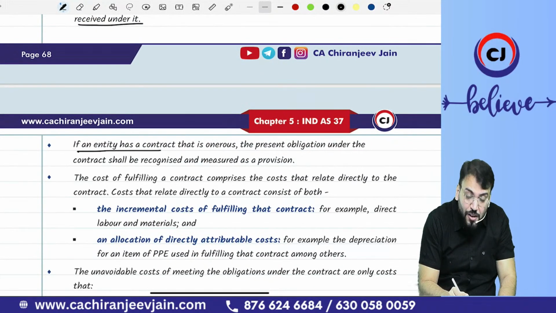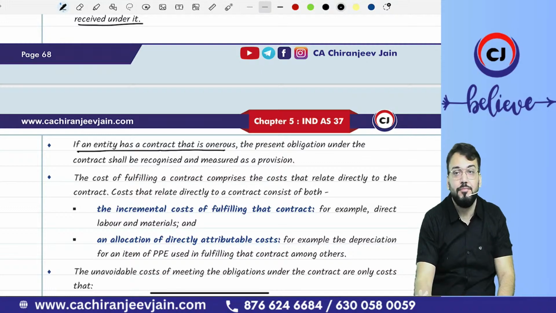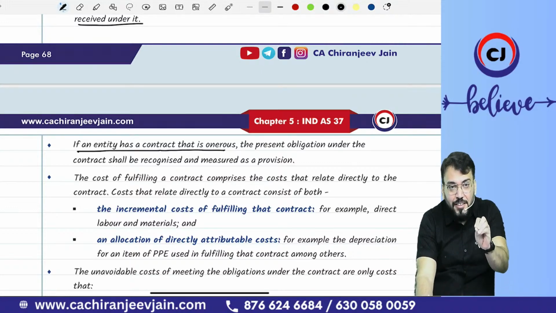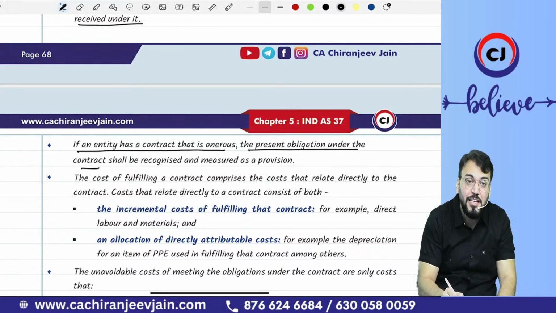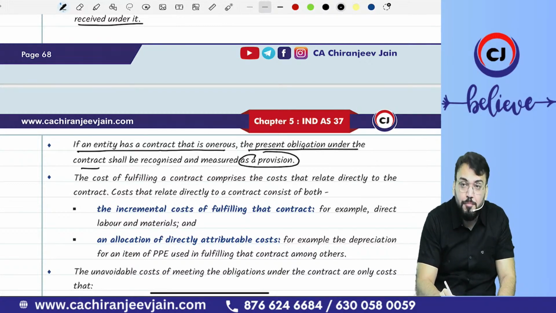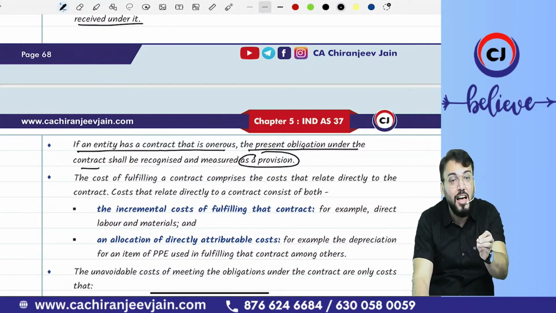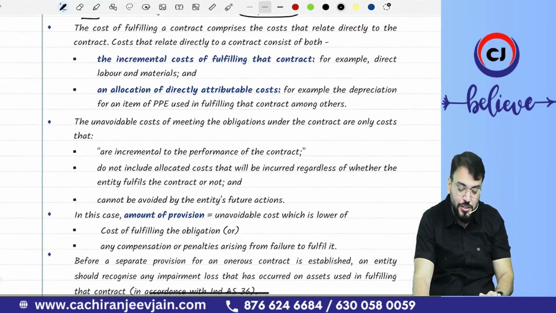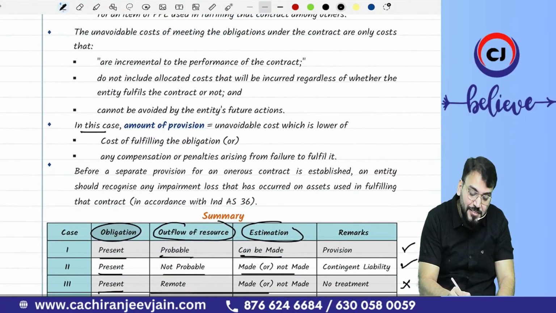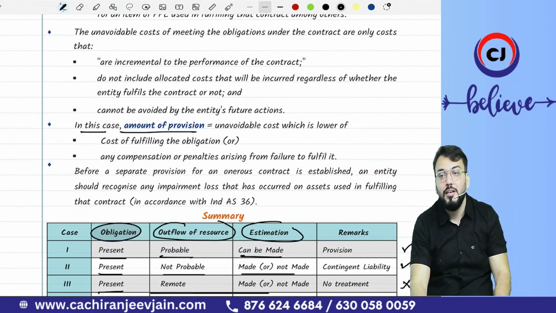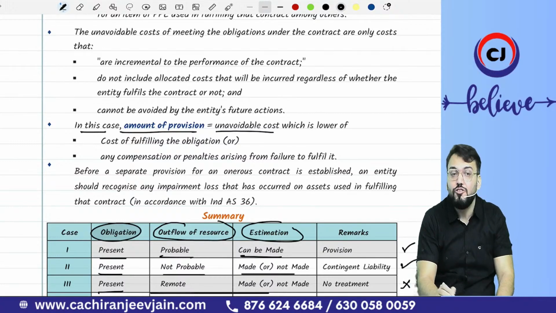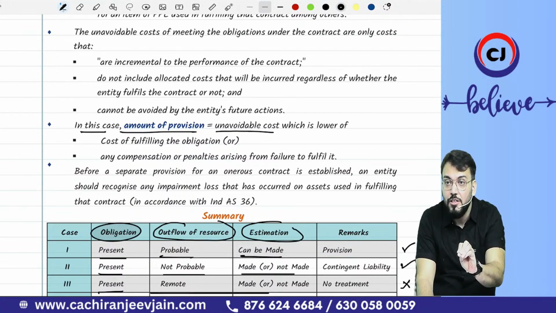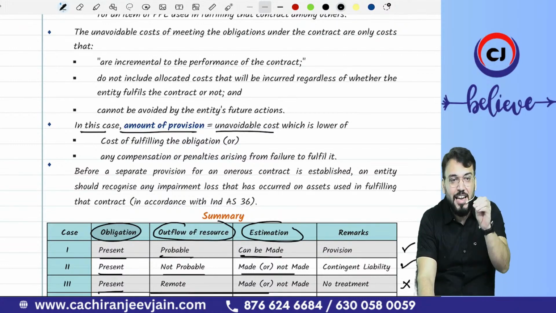If an entity has a contract that is onerous, the present obligation under the contract shall be recognized and measured as a provision. So we should recognize a provision. What will be the amount of provision? Ind AS says that in this case, the amount of provision should be equal to the unavoidable cost, which will be the lower of A and B.